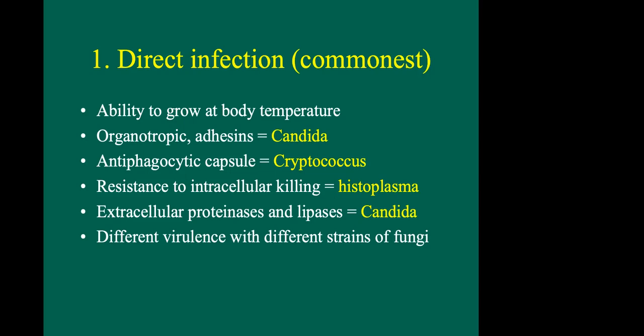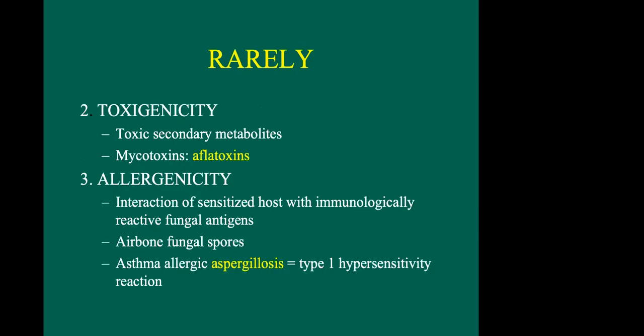organoadhesins that tend to adhere to the stratum corneum, and certain fungi, such as Cryptococcus, have an antiphagocytic capsule which protects them from an immune response. For example, Histoplasma generally resides inside the neutrophil, which then makes it resistant to intracellular killing. And there's different virulence with different strains of fungi. Rarely we get the toxigenicity and the allergenicity.